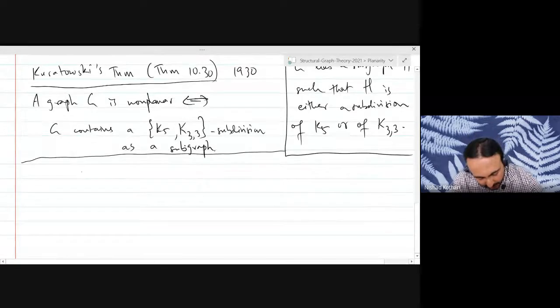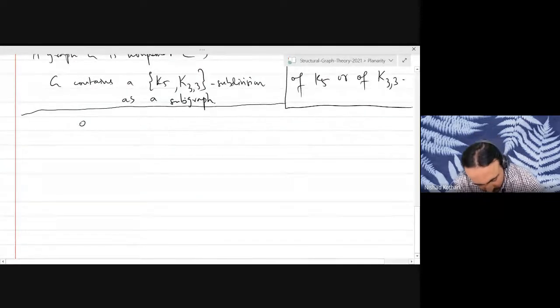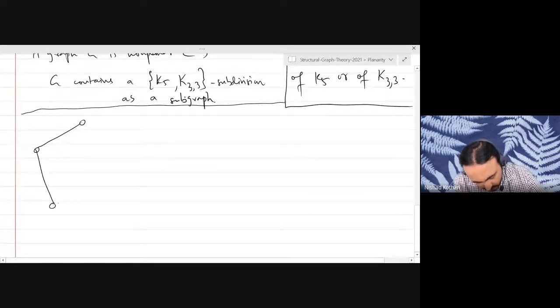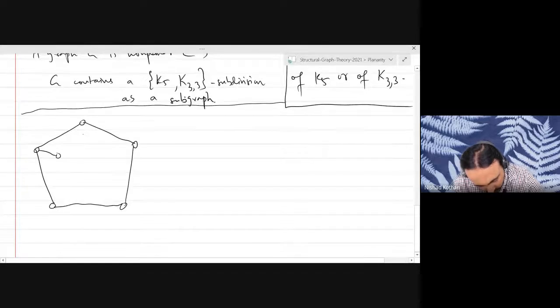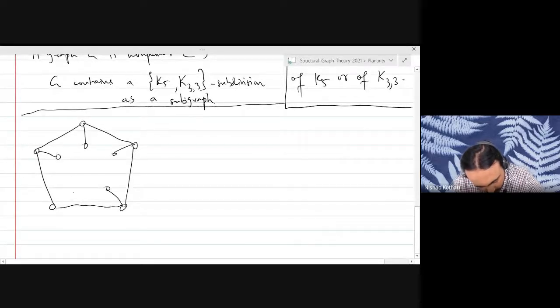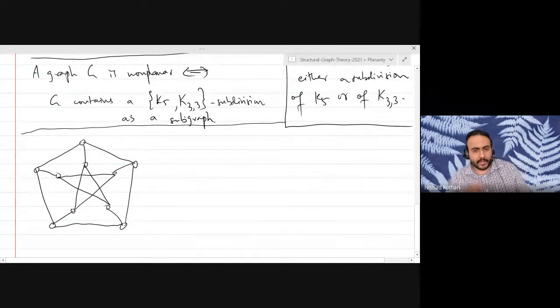The Petersen graph is non-planar. And so by Kuratowski's theorem, there should be a K5 or a K33 subdivision in the Petersen graph. I claim that the Petersen graph cannot contain a subdivision of K5. Can anybody give me a proof of that?